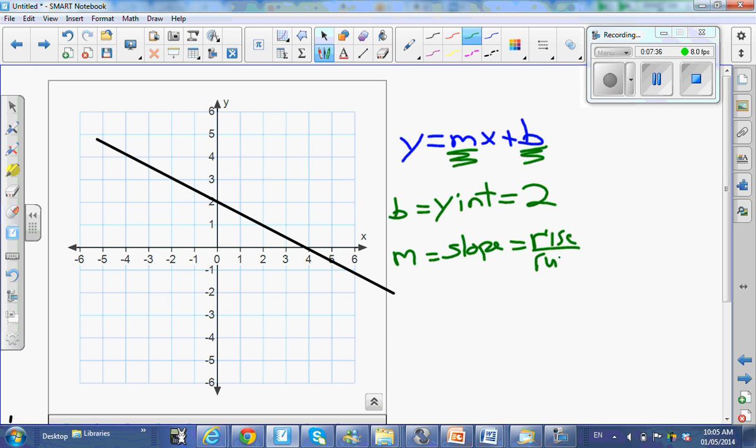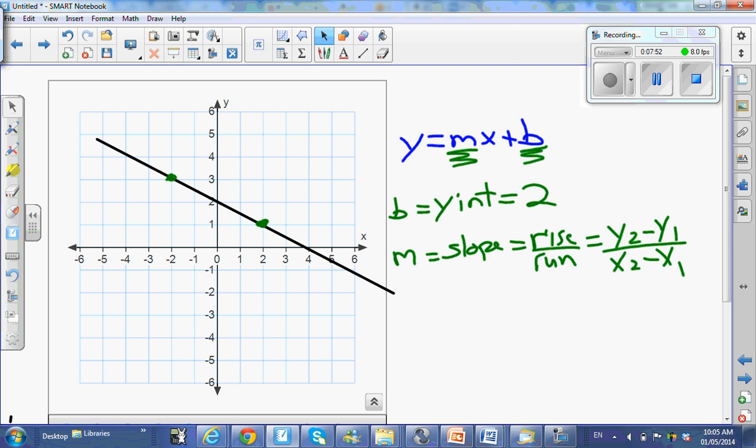Now, sometimes you're not given the graph and you actually have to use y2 minus y1 over x2 minus x1. So that's if you're actually picking a couple of different points. Okay. So I don't know. I'm going to pick one here. This one looks pretty nice. There's another pretty nice one. Okay, so I'm going to just draw a little triangle here.